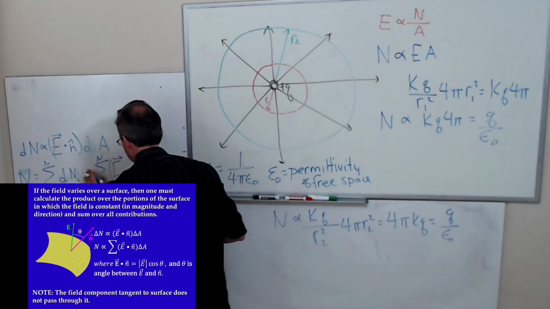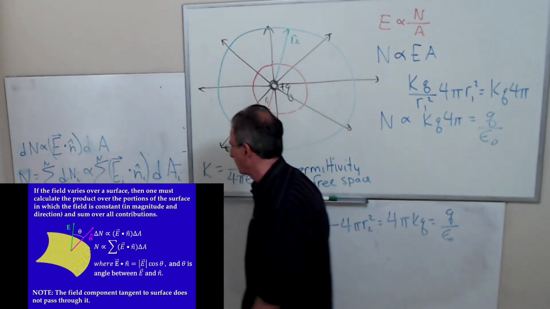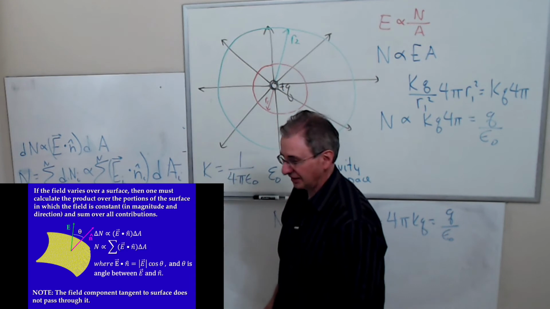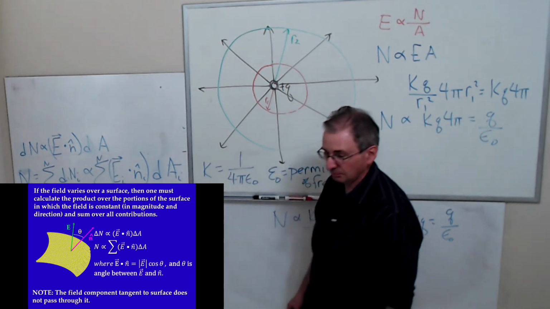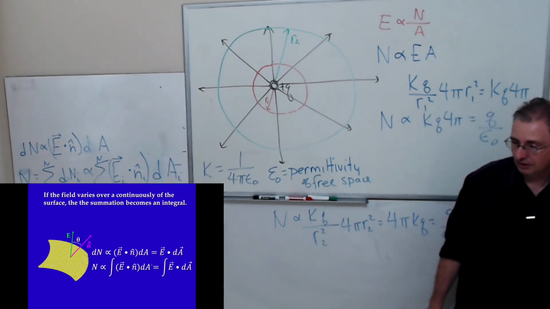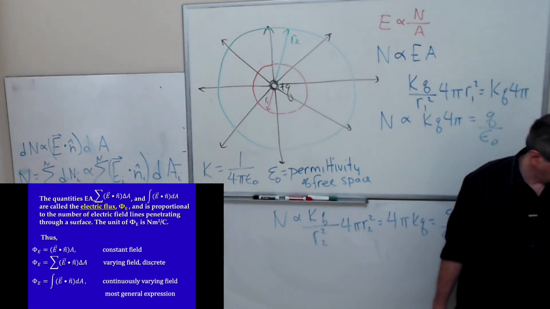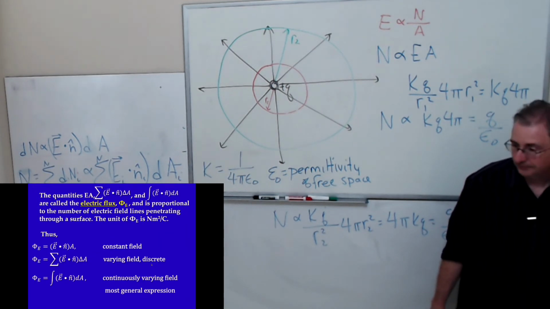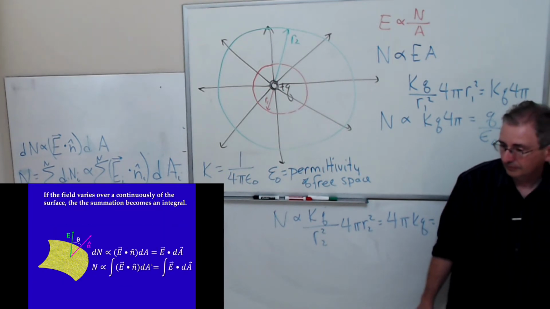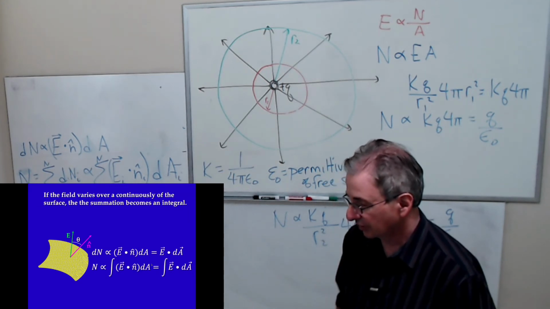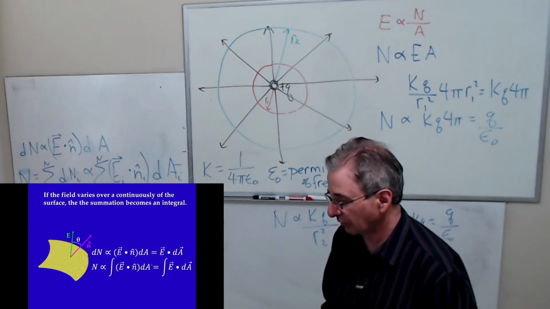And again, I screwed up. I got to put proportionality. What does that become? You can't write it as a sum anymore, right? What does that become? You get an integral. So if the field varies continuously over the surface, the number of field lines is proportional to the integral of E dot n dA.